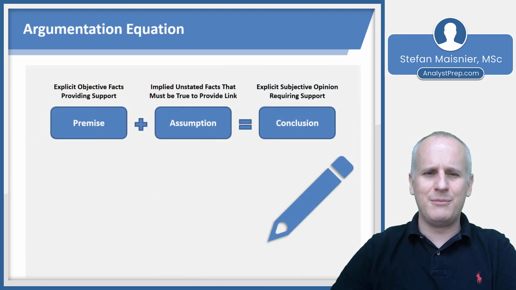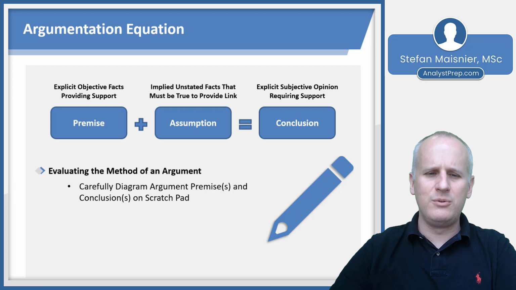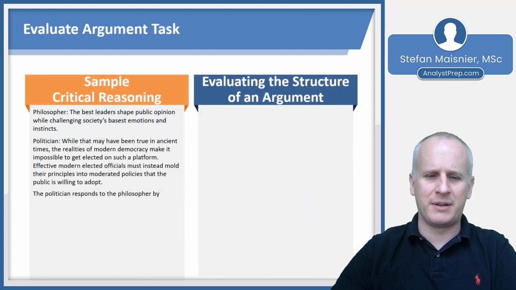So then moving back to our argumentation equation to talk about the other way you may be asked to evaluate an argument, and that's evaluating the method of the argument. So when you are being asked to evaluate the method of an argument, you'll simply diagram your argument or arguments, premises, and conclusion or conclusions on the scratchpad. And you'll predict broadly by simply noting facts and opinions as they're presented in the argument or arguments, because you may have multiple speakers for these types of questions, as well as how they lead to the main conclusion of that argument. So we've got an example with two speakers this time.